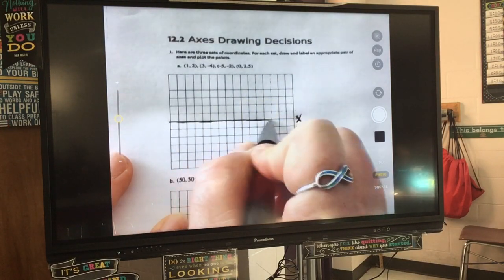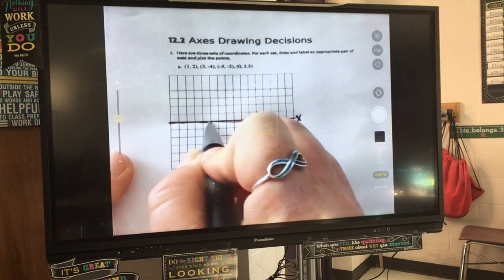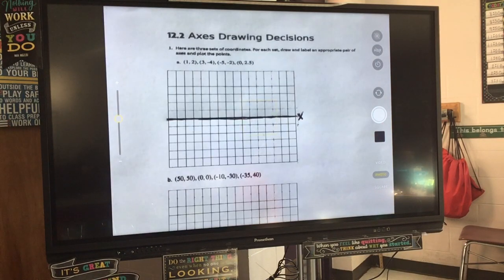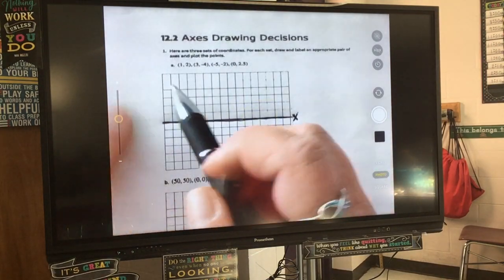7 lines up from the bottom or 7 lines down from the top, whichever one you want to do. So you have to count on your paper, 7 lines up or 7 lines down, and then just darken that line and label it as X. Alright, and we're going to do the same thing going across. We have to find out how many lines are going across.